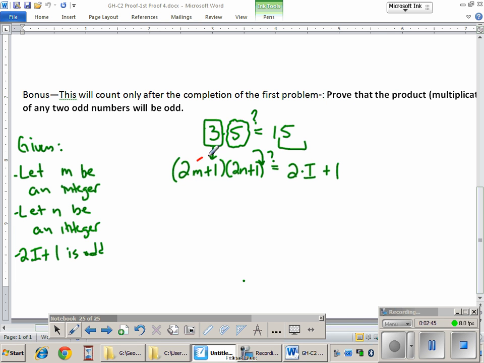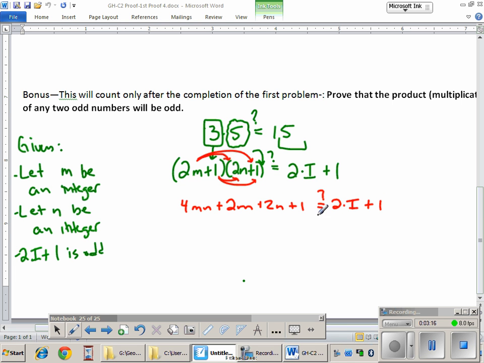So take this 2m and multiply by everything in the second parentheses. So 2m times 2n would be 4mn. 2m times 1 will be plus 2m. 1 times 2n would be 2n. And then 1 times 1, of course, is going to be 1. And we're still trying to show that that's the same as 2 times any given integer plus 1, hence odd. We have to make this side look like this side. Well, we can do that.